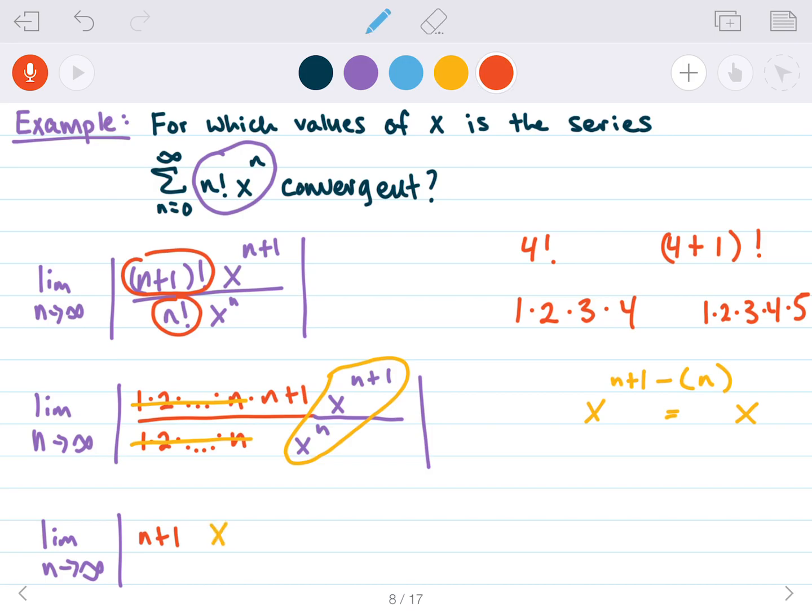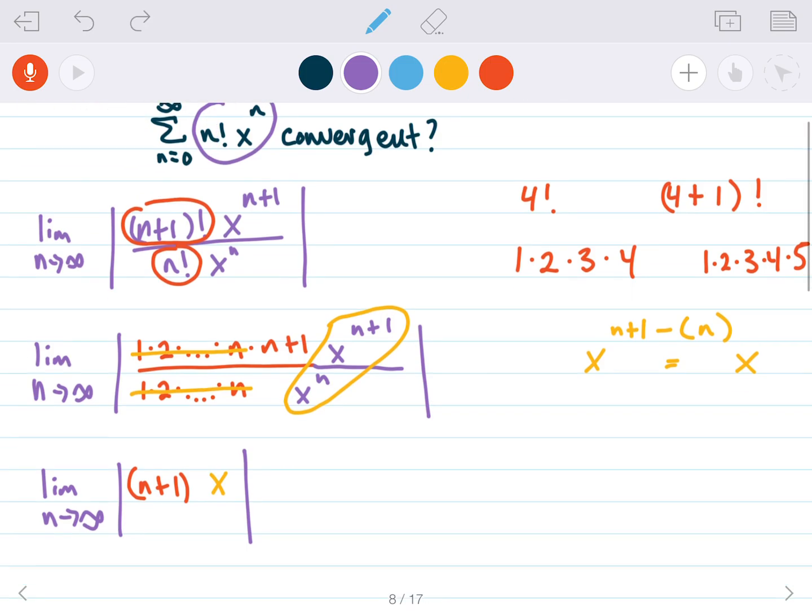I'm going to keep this n plus 1 in parentheses just to be careful, all right? Now, what I can do, you want to be careful with these absolute value bars because they do matter sometimes. They don't matter in the case of n because n is always going to be positive, right? We start at n equals 0 and we're going up to infinity, right? So we can always take the n plus 1 out of the absolute value bar, but we cannot take the x out of the absolute value bar.